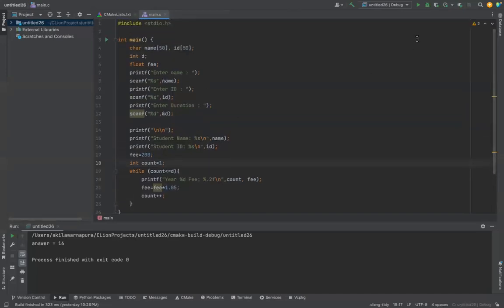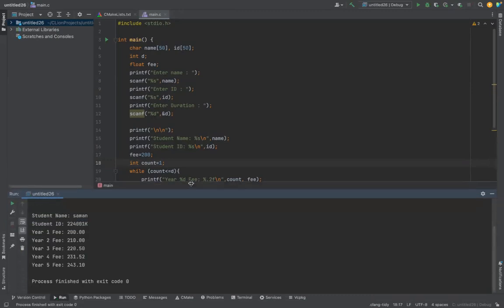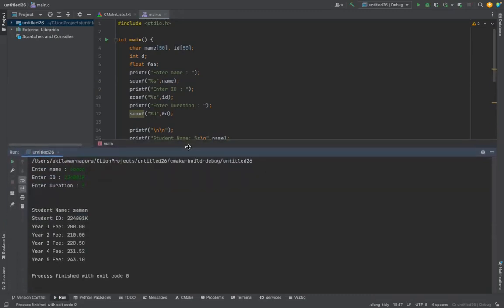Now let's run this program, to see whether it's working properly. Enter name, someone, enter ID, let's say 224001K or something. Enter duration, let's say duration is 5. Now we display the information: someone, ID, duration 5.